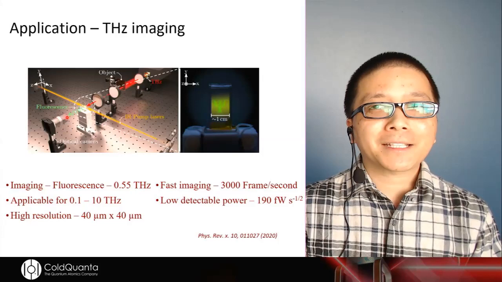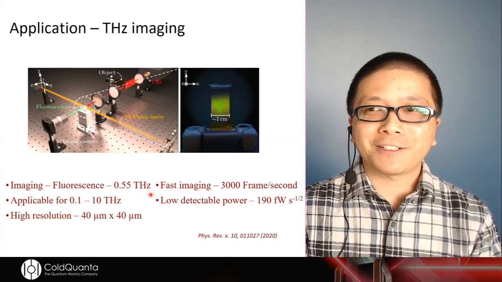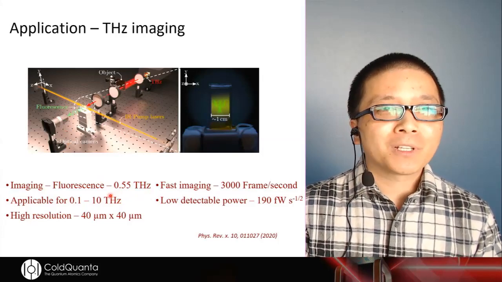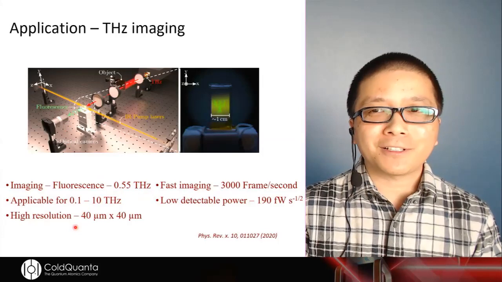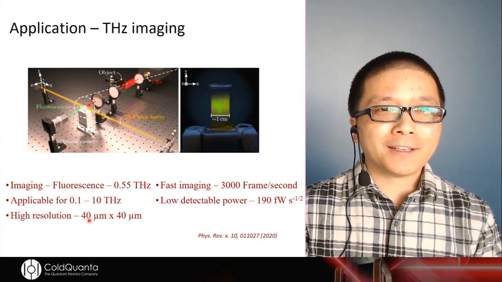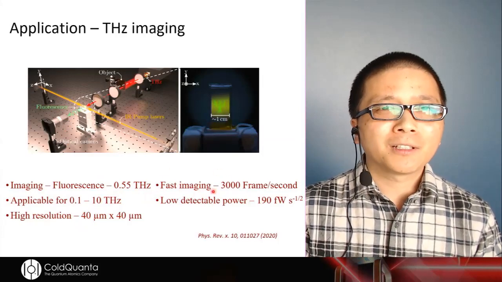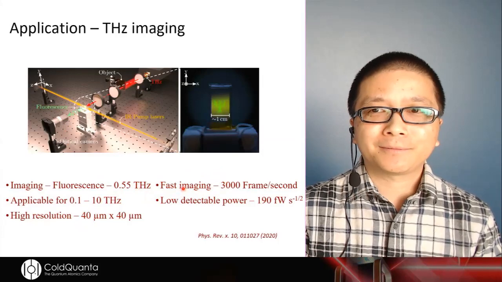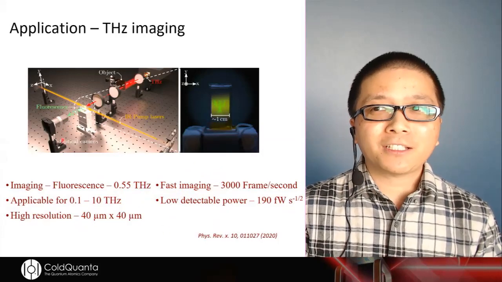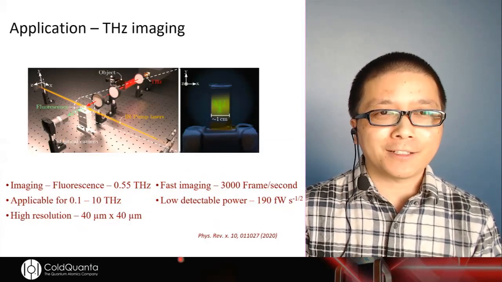In this experiment, the frequency is 0.55 terahertz, but the method can be applied to 0.1 to 10 terahertz if needed. The resolution is high, and it also has a very fast emission rate. The sensitivity here is also very high. These features are promising for many applications using terahertz technologies.